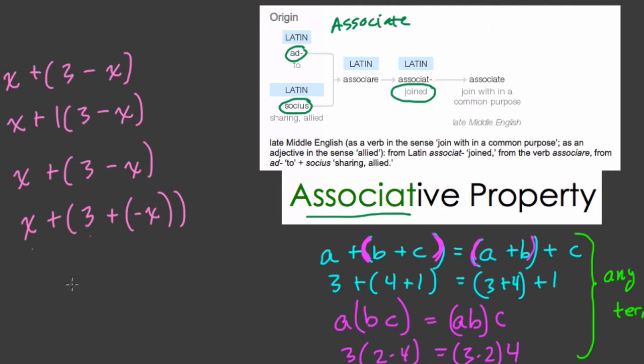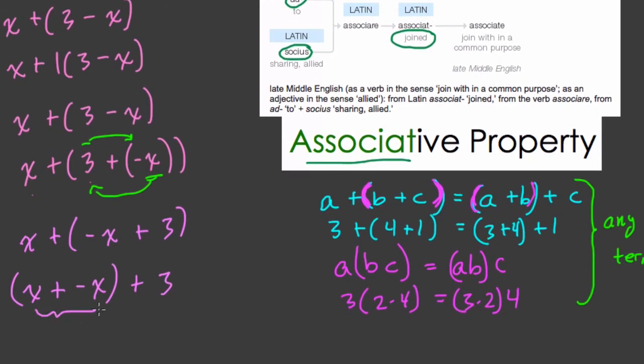Now we're also going to use the commutative property to move the terms around. So here's what I mean. I'm going to take this term and put it here, and this term and put it here. And that gives us x plus negative x plus 3. And now the associative property says, hey, we can group these 2 terms first, and then add it to 3. And that's really nice because these 2 are opposites and add to 0 plus 3, which means that this just equals 3. So the associative property allows us to regroup terms in ways that are advantageous to us.